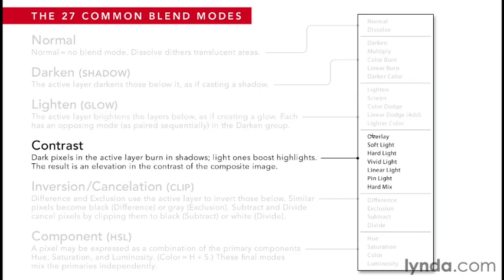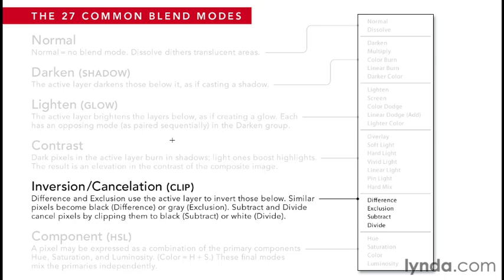The next group is the largest one. We've got 7 contrast modes in all the way from overlay down to hard mix. And in the case of these modes, the dark pixels in the active layers burn in the shadows, so they darken those shadows. The light pixels boost the highlights. So in other words, we're darkening the darkest pixels, lightening the lightest pixels, and the result is an elevation in the contrast of the composite image. Once again, I'll be devoting an entire chapter to this group of modes.